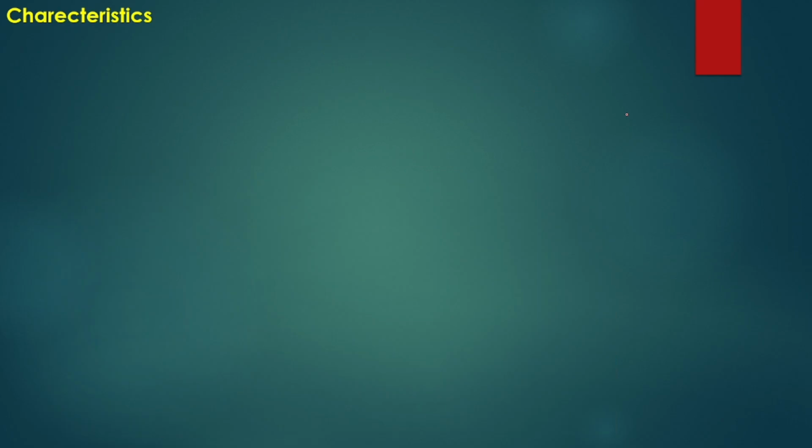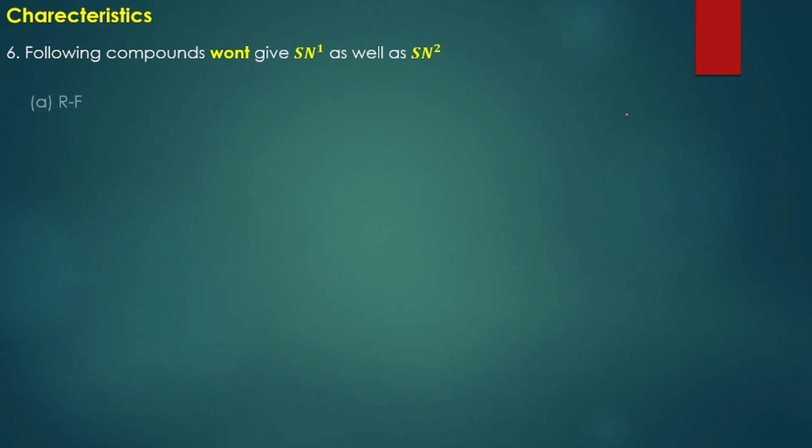Next, characteristics, another one. The following compounds won't give SN1 as well as SN2. Neither SN1 nor SN2. They won't give both. What is that? First one, alkyl fluoride. We discussed the reason for alkyl fluoride. The bond strength between R and F is very high due to the strong bond. It is difficult to break with any nucleophile, so it's not possible to break.